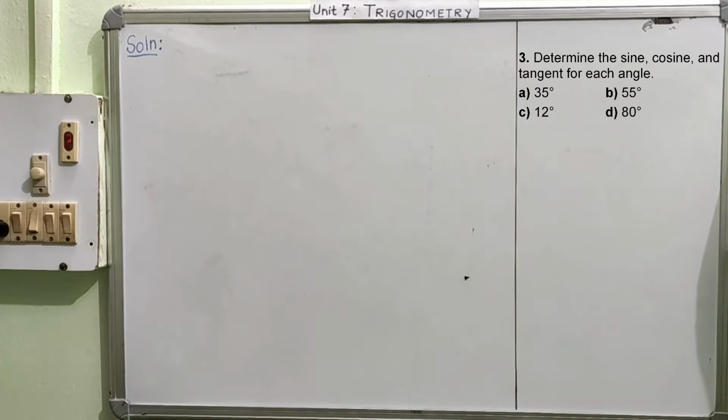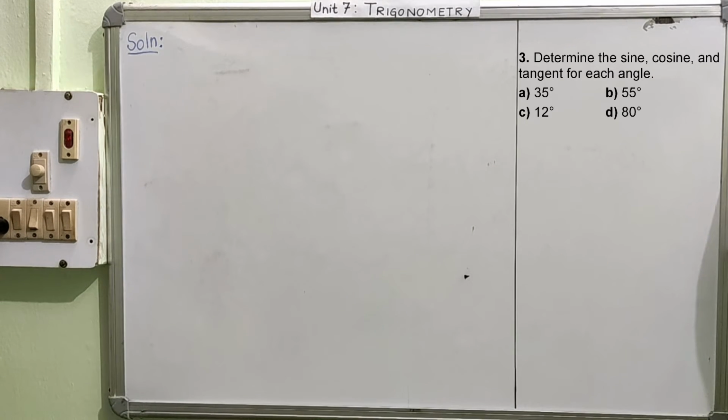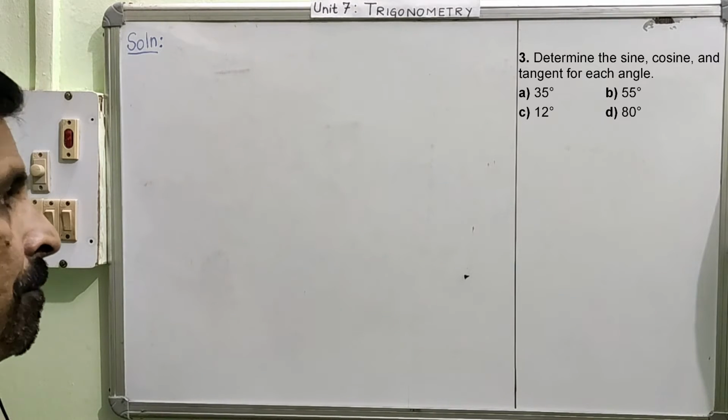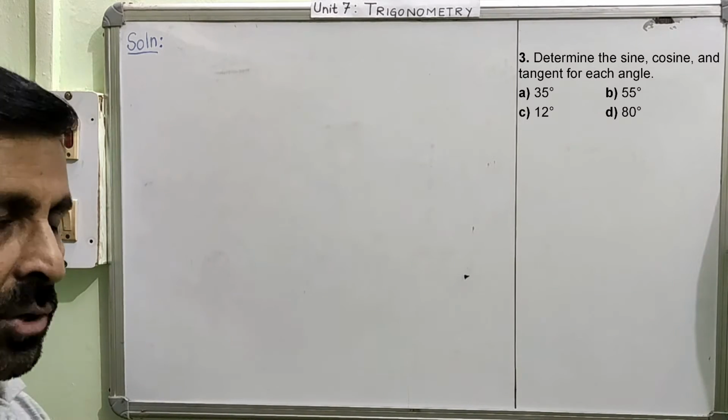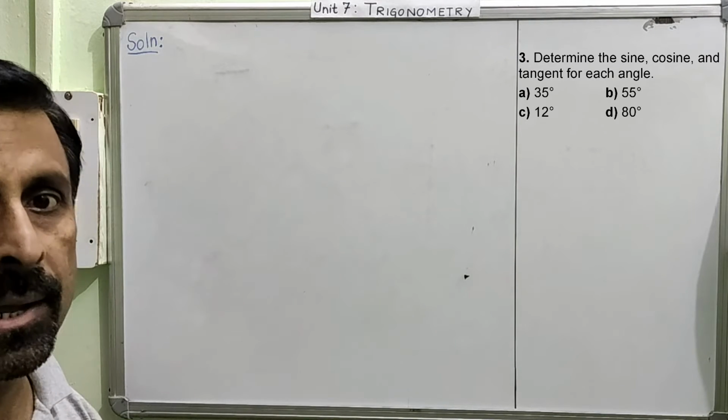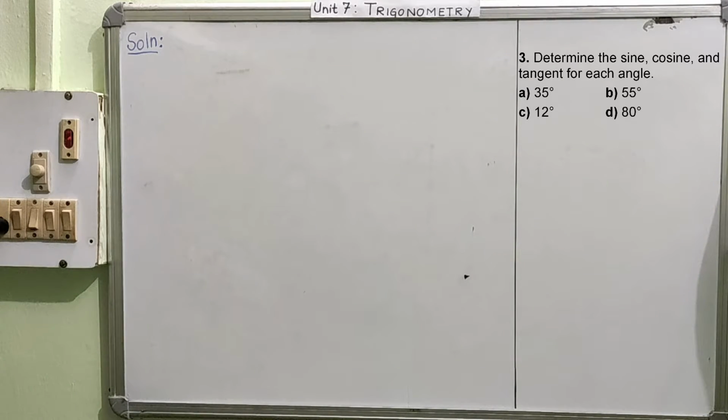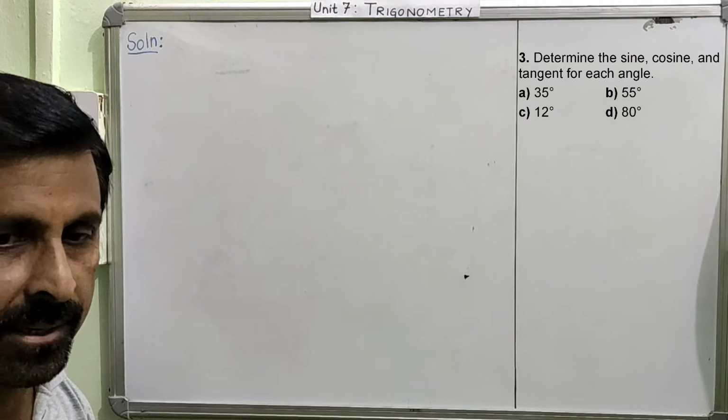Now, we are moving on to question number 3. This question number 3 is a very simple question. Question number 3 is determine the sine, cosine and tangent for each angle. So we are given some 4 different questions. We have to find the value of the 3 trigonometrical ratios for the particular angle. So this question is very easy. You can do it by just using calculator, right?